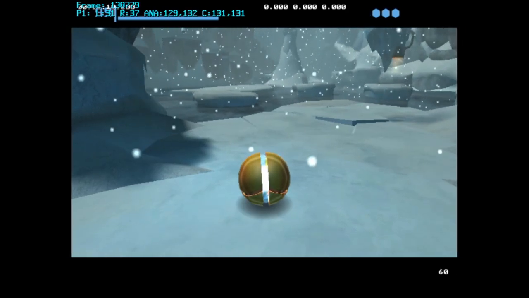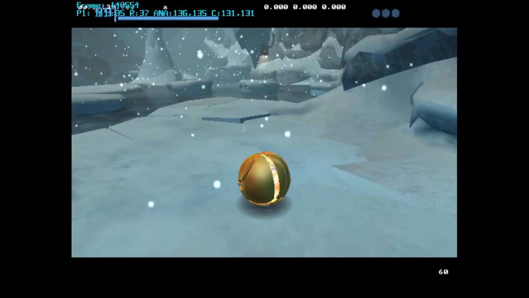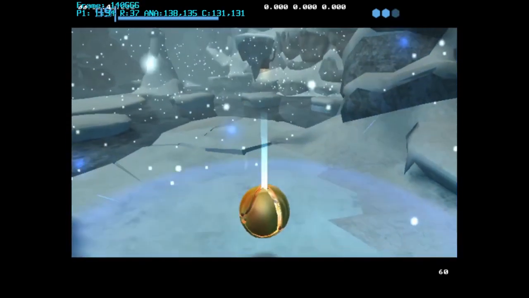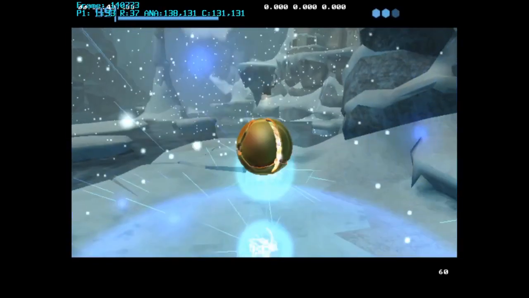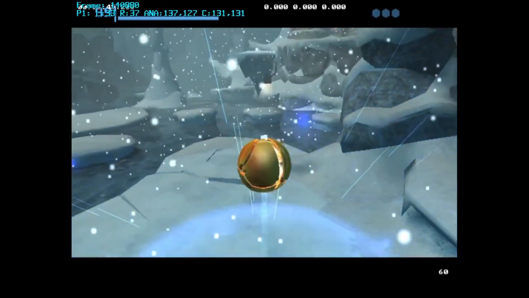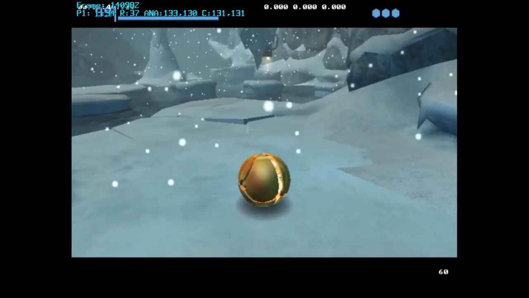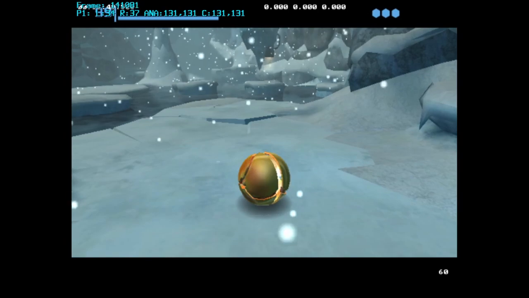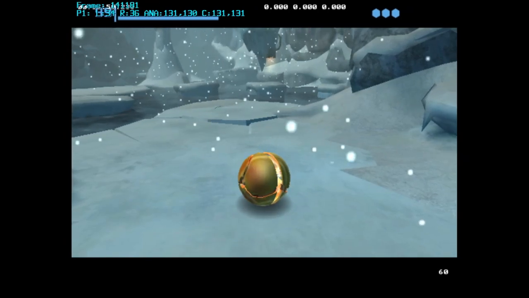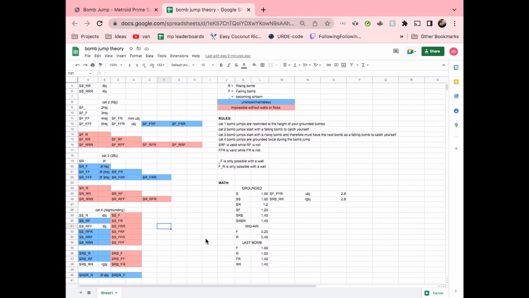So let's look at some variations. There you go. That's a variation. So that would be the timing for, and let's go look at the sheet. What was the timing on that? So stationary, and then a rising bomb. So a DBJ ends with a rising bomb.